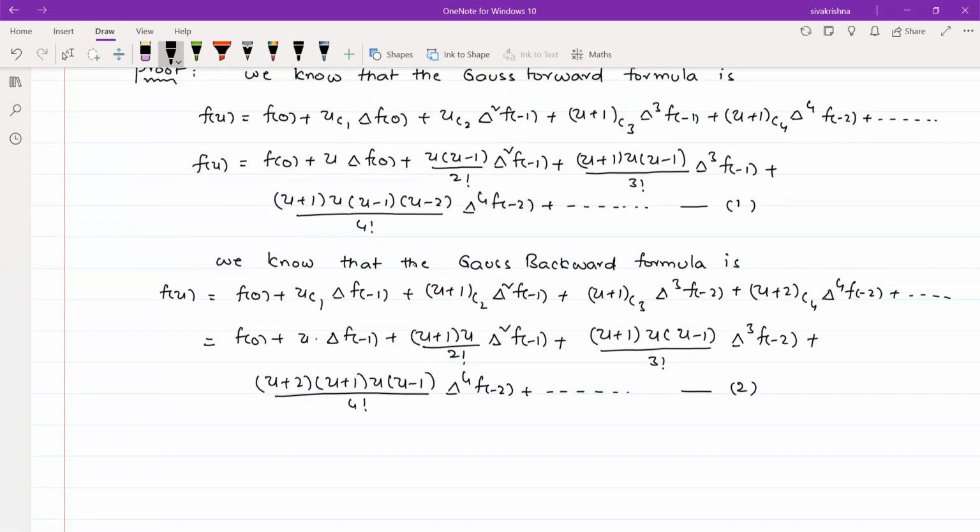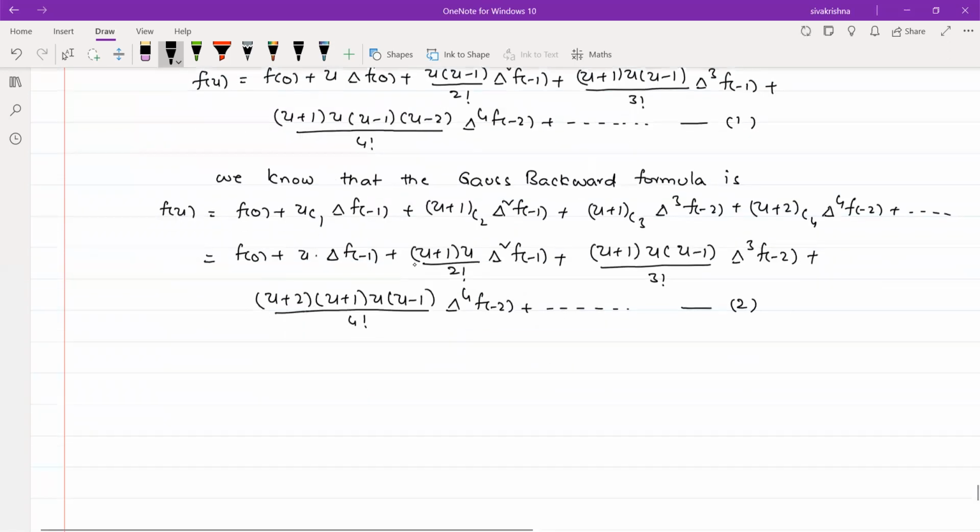Okay, so after writing equation 1 and equation 2, now what we have to do is take the mean of equation 1 and equation 2. Whenever we take the mean of 1 and 2, then we get Stirling's formula. Here, if you want to find the mean of a and b, then the mean of a and b is a plus b by 2. In the same way we have to find the mean for equation 1 and equation 2.